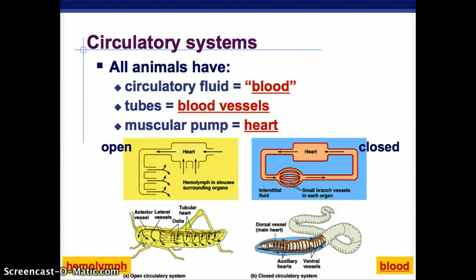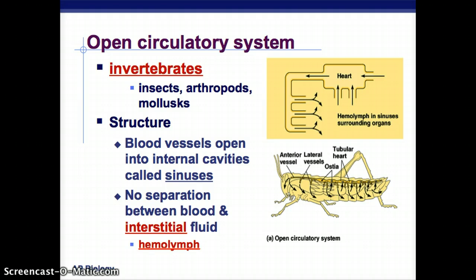So we have open and closed circulatory systems. And here's your grasshopper open and your worm closed system. Let's talk about what the difference is. Alright, an open system, you'll find in invertebrates like insects, arthropods, and mollusks. And the structure is that the blood vessels, they open into an internal cavity called a sinus. So it just pours into this open cavity. And there's no separation between blood and the interstitial fluid, that internal fluid that surrounds everything. No separation there. So that's an open system. Just pours right in, no separation.